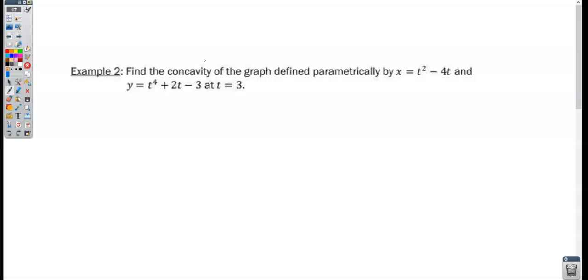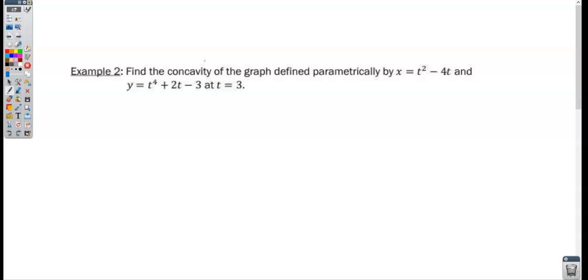In the last video, we introduced the method for finding d squared y dx squared when given a parametric curve. And in this video, we're going to continue finding that second derivative, d squared y dx squared, given a parametric curve. And we're also going to use that parametric curve to answer some questions in these examples. So let's start here with example 2.